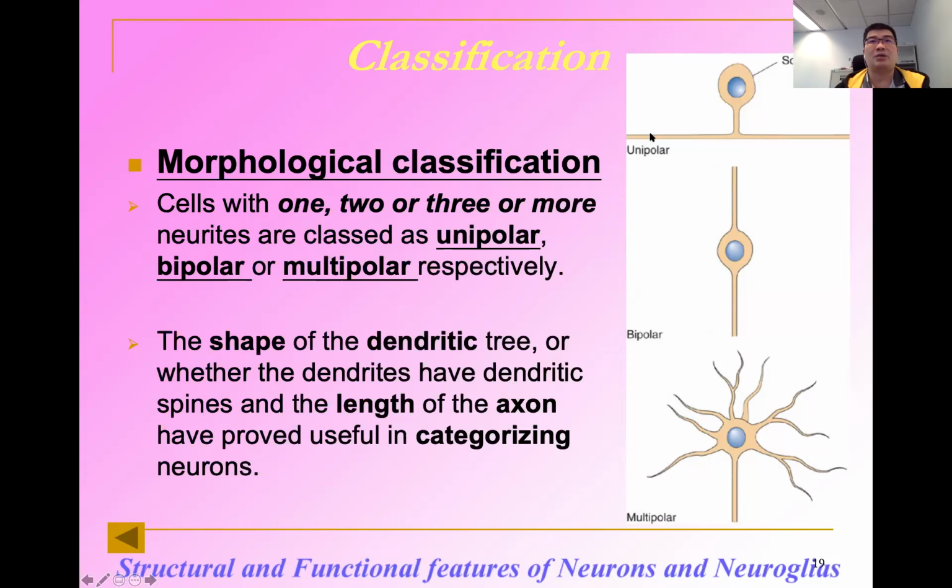So that can be unipolar, for example in the sensory neurons. Bipolar, some of those neurons that you see in the retina, or multipolar, with multiple dendrites together with the axon. So that is classified according to the dendritic tree, or whether they have more spines or lengths. That is actually one of the good ways to classify the neurons, because how they function will require different kinds of morphology.